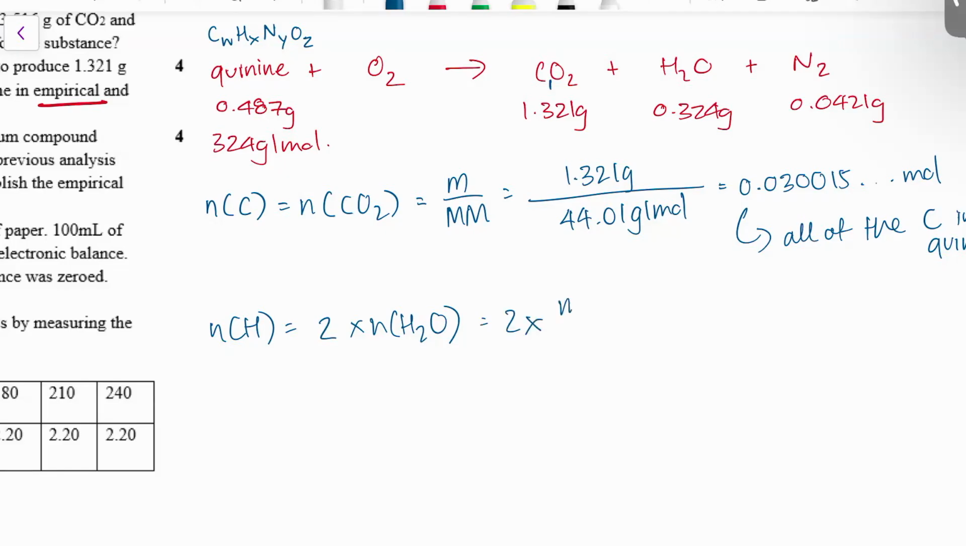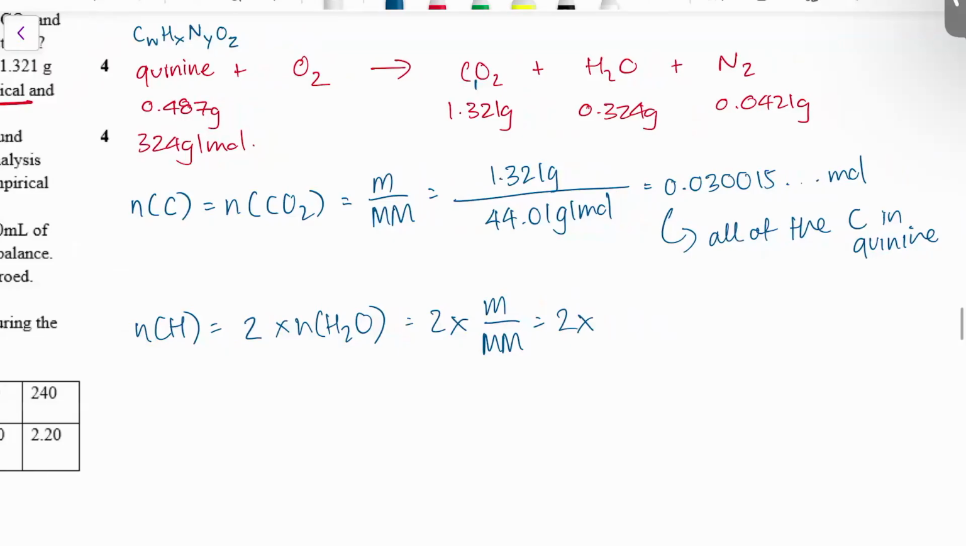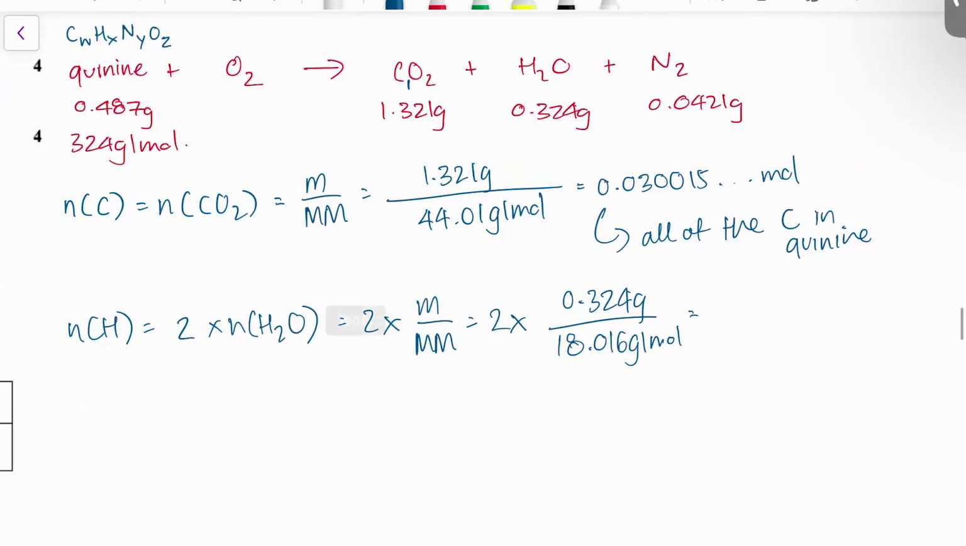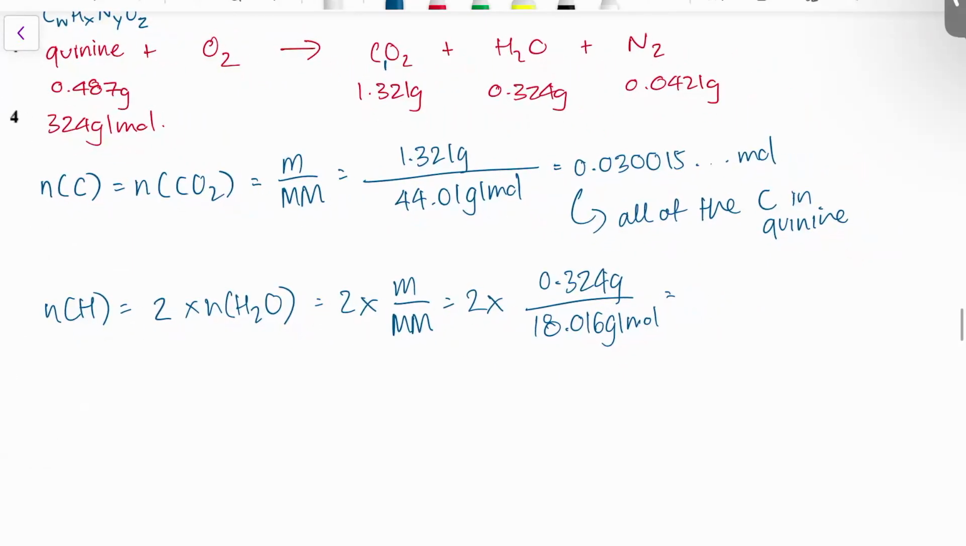Okay, and then I do the same thing. 2 times mass on molar mass. 2 times 0.324 grams divided by 18.016 grams per mole. Don't forget to multiply the 2 when you pop it in your calculator. What do you get for the moles of H? Don't forget the 2 when you're multiplying.